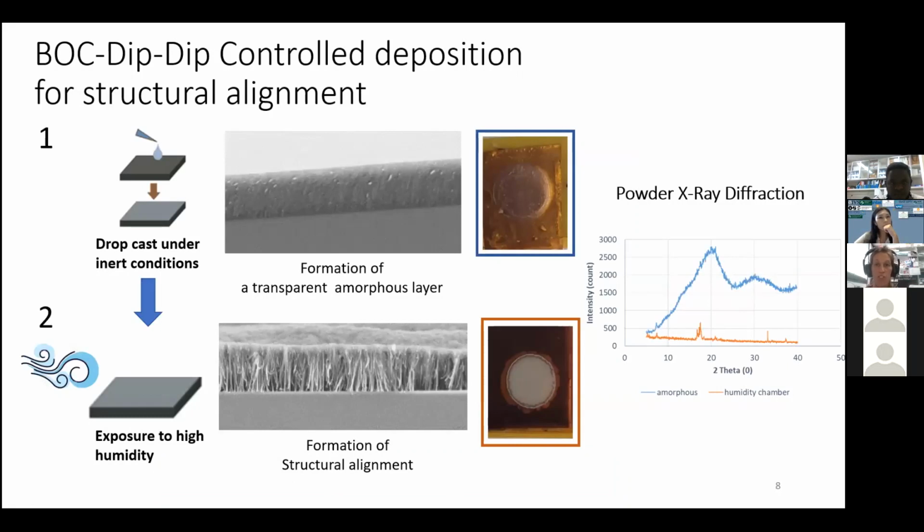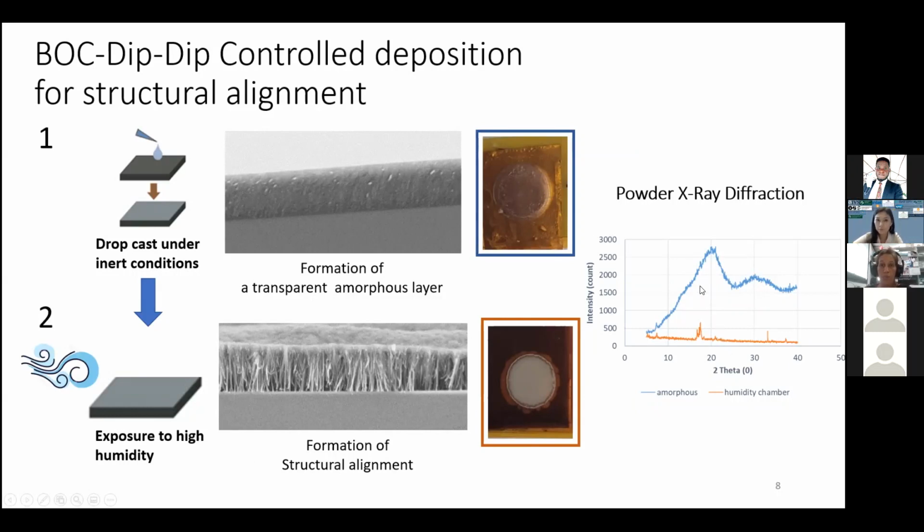To do so, we have established a deposition method to obtain structural alignment of BOC-Dip-Dip. We've studied the effect of various environmental conditions to find the optimal conditions for the formation of structural alignment. And as you can see here, this is the deposition method that we have developed. The first step is drop cast under inert condition to form a transparent amorphous layer. The second step includes exposure to high humidity in order to form a structural alignment.